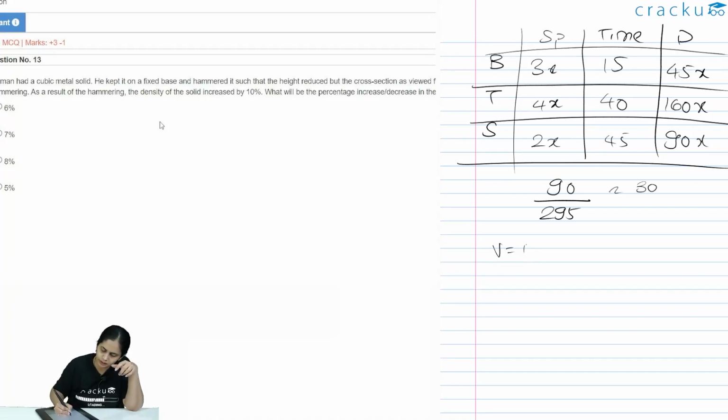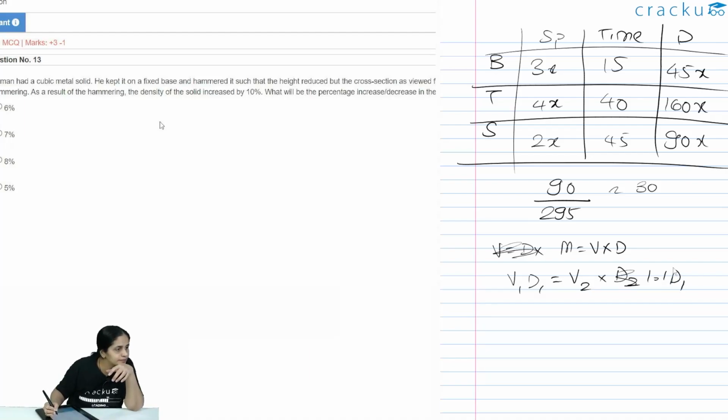Mass is equal to density into volume, so that remains constant. Volume 1 into density 1 is equal to volume 2 into density 2. In this case, density increased by 10%, so this is 1.1 into d1. This cancels. So v2 is equal to v1 by 1.1.